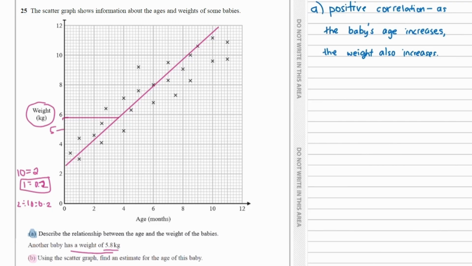So we can just take our ruler and draw a line at 5.8 until it meets the line of best fit. We then want to see what value that corresponds to on the x-axis to see what age that corresponds to. So if we read the scale, this is also going in 0.2 units. So for part B, we can say that the estimate of the age is 3.6 months. So in this question for part A, we would get 1 mark for stating the correct relationship, and in part B, we would get the first mark for drawing the correct line of best fit, and the second mark for giving a correct estimate of the age.